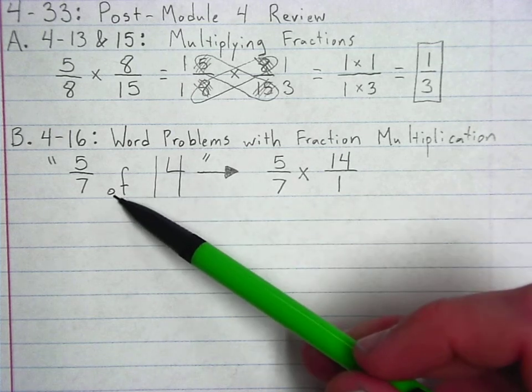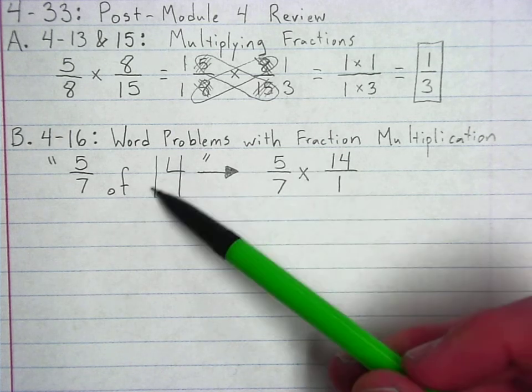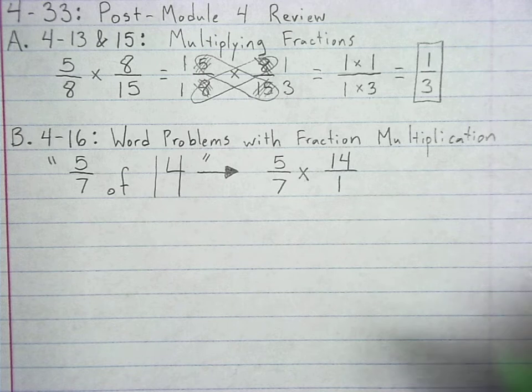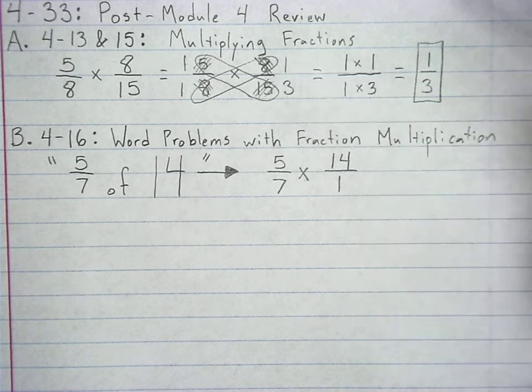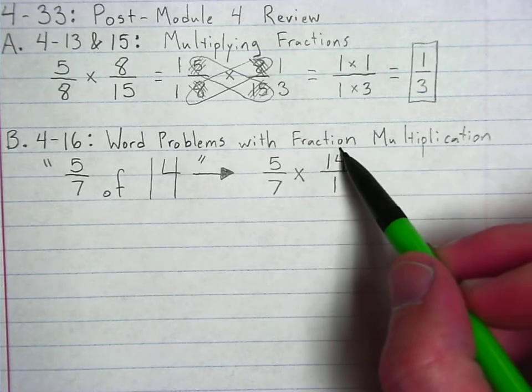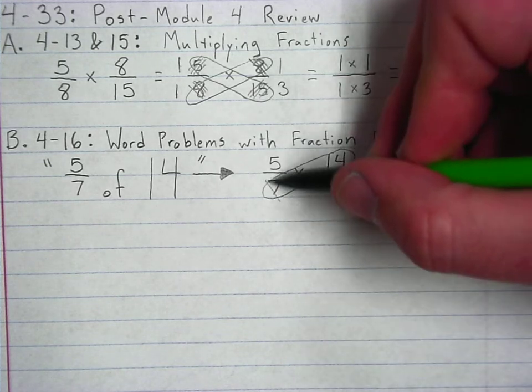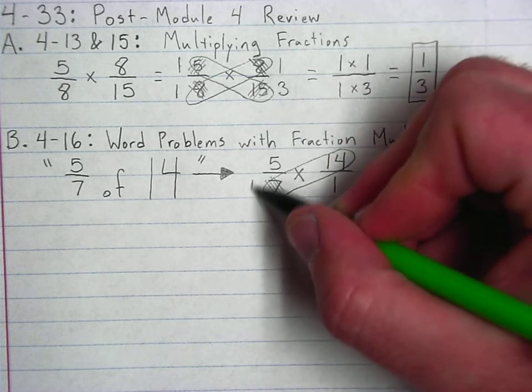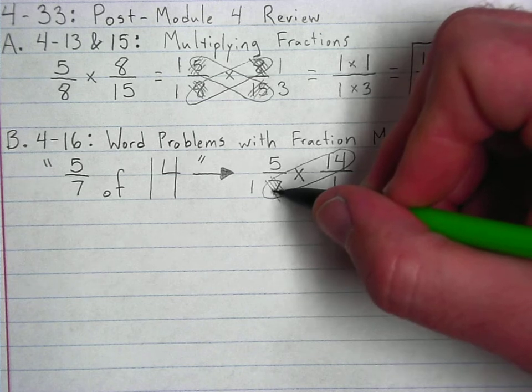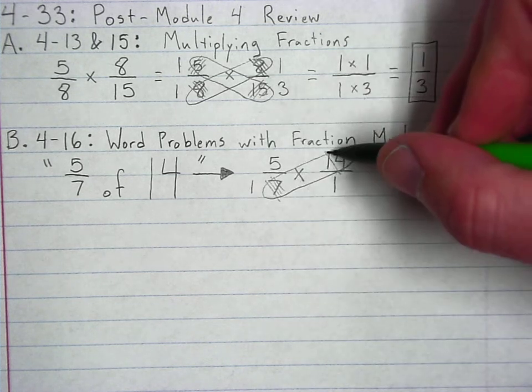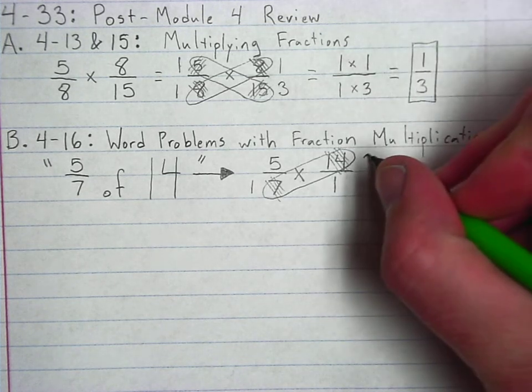If I convert my "of" to multiplication, I convert my 14 to 14 over 1, suddenly I have something that looks a lot like what we had up here. I can do a little bit of cross-canceling again. 7 and 14, I can divide them both by 7. 7 divided by 7 is 1. 14 divided by 7 is 2.